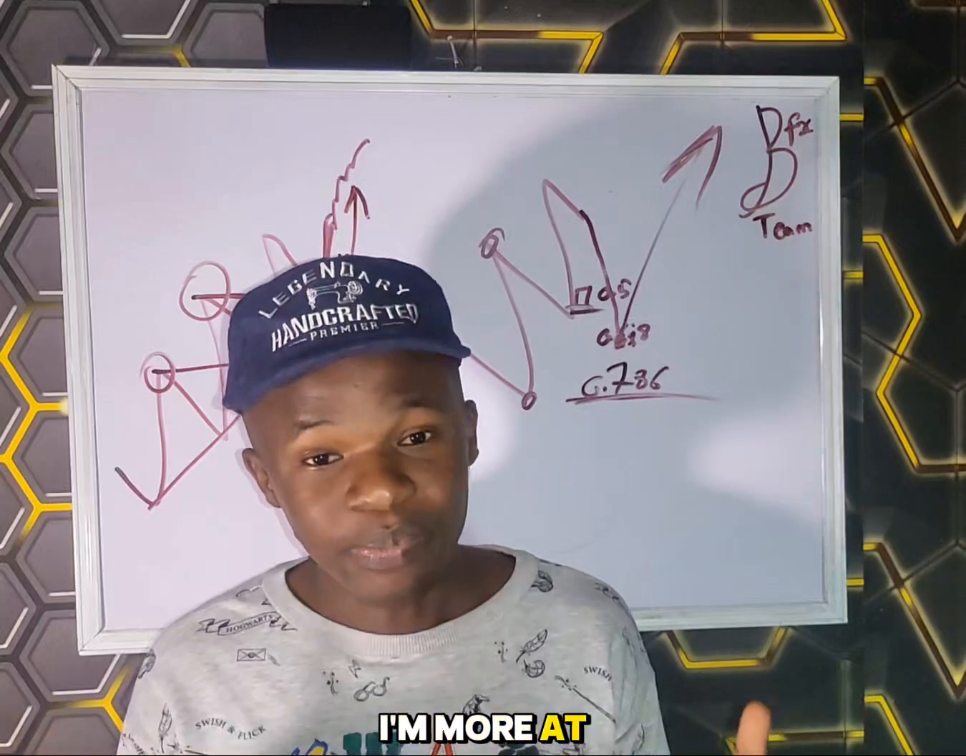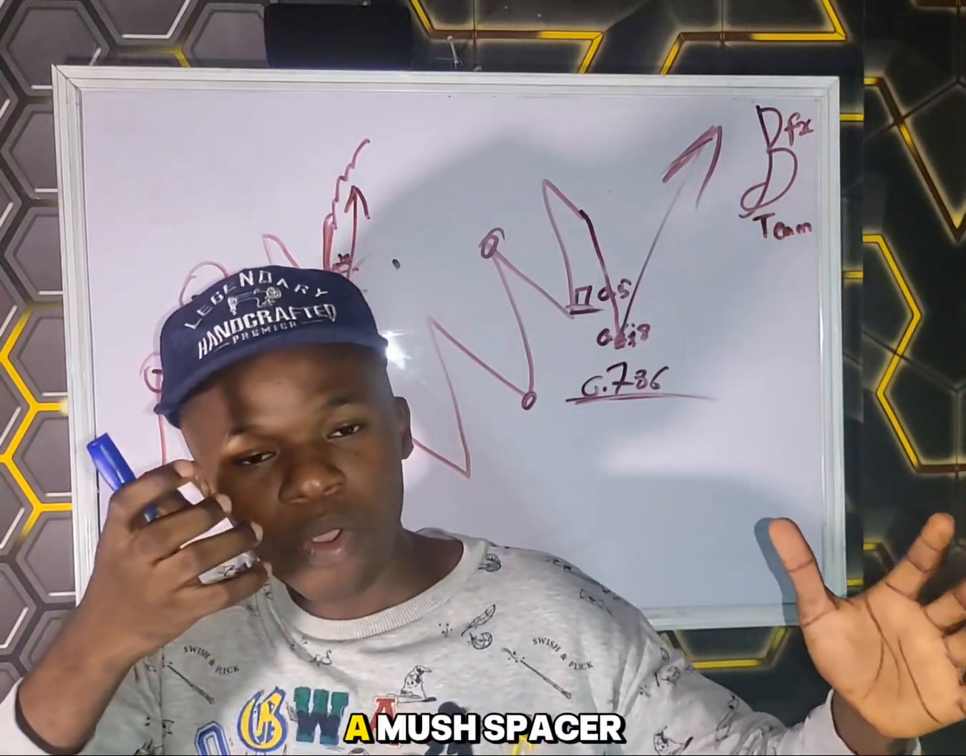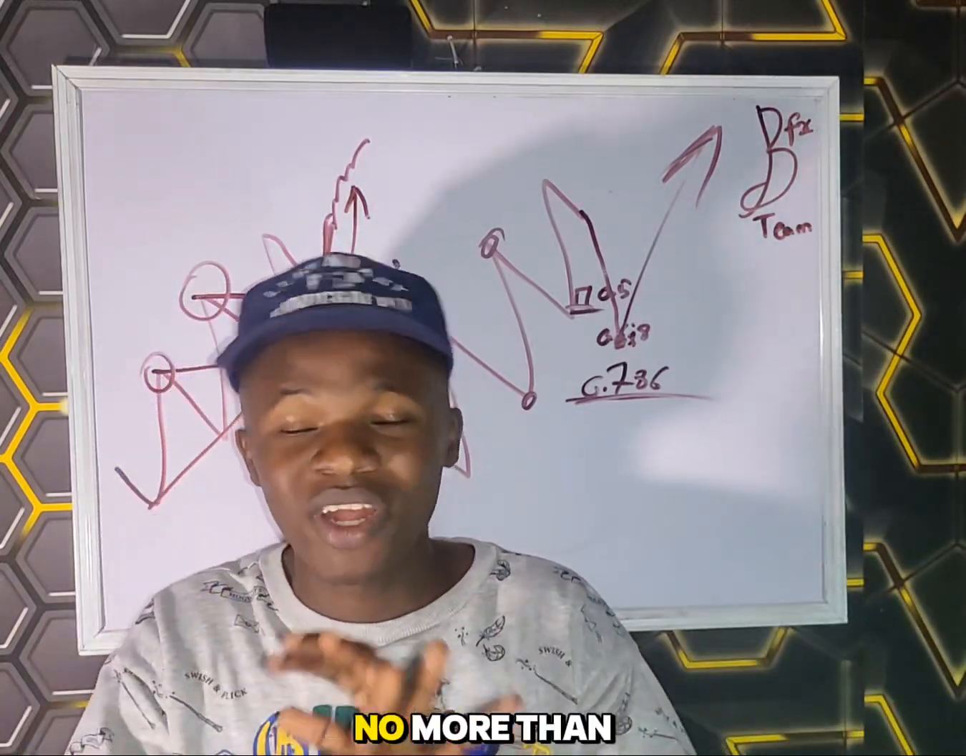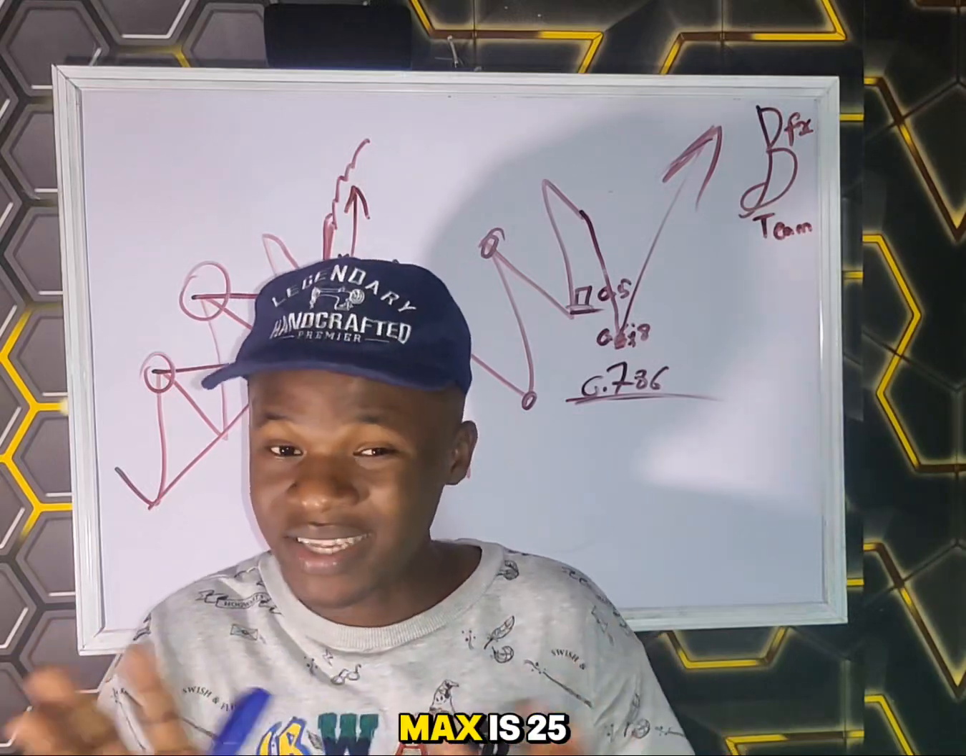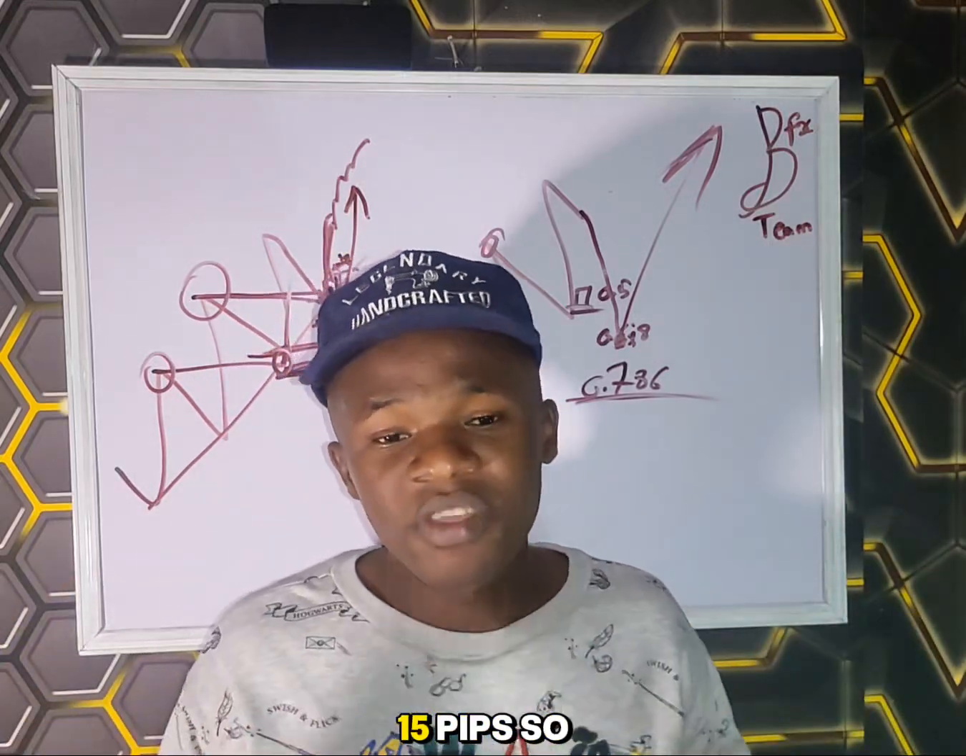As for me, I'm more at peace when I have a much more spacious stop loss, no more than 20 to 25 pips. Max is 25 pips, minimum is 15 pips.